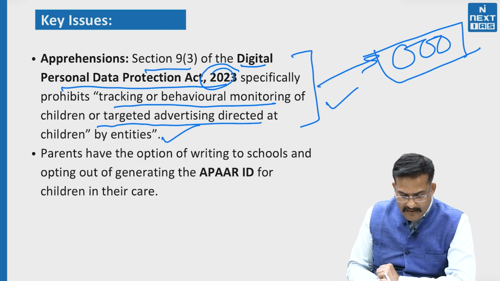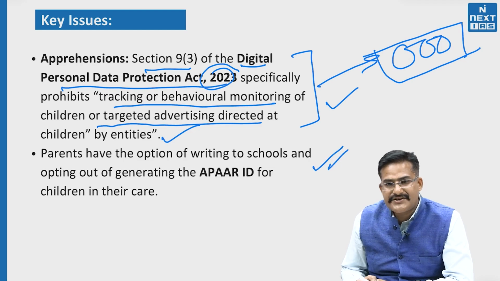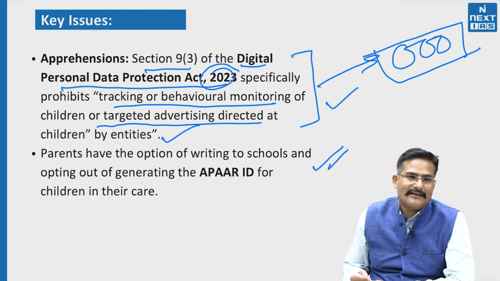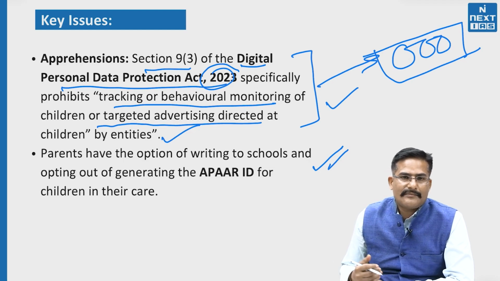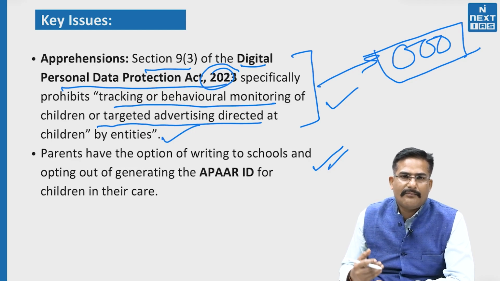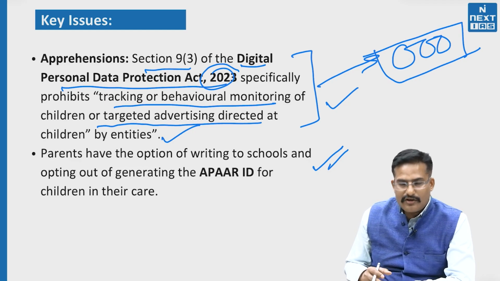Also, parents need to have the option. Few schools are making it mandatory. For example, even Aadhaar is not mandatory, but to get a benefit, for example DBT, you will have to have the Aadhaar. The same will happen with the APAAR. That's why there are apprehensions on the APAAR ID. That's all on the APAAR.